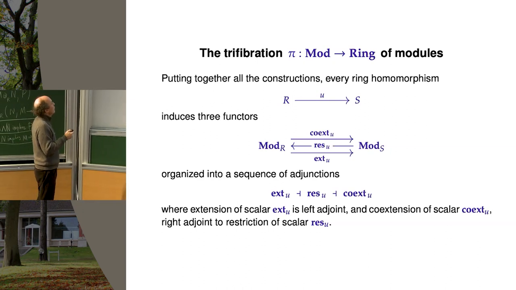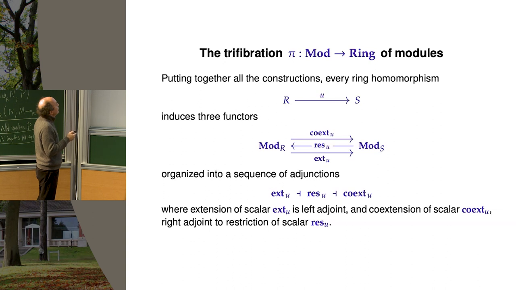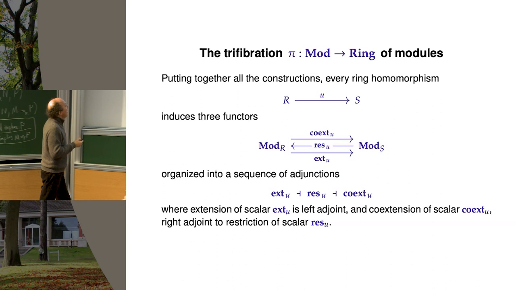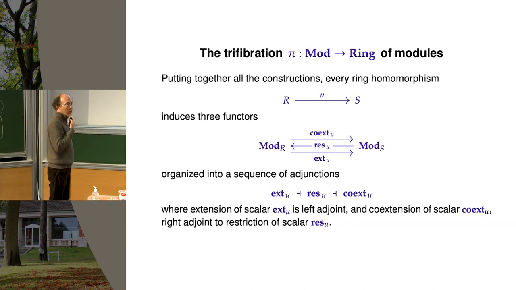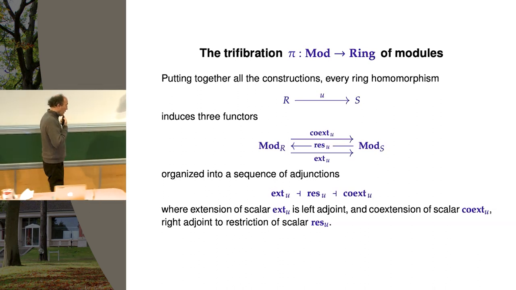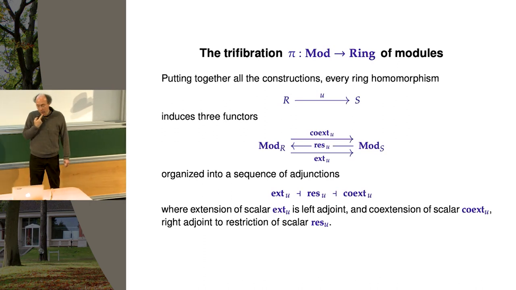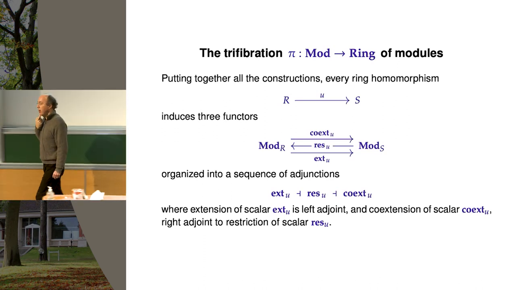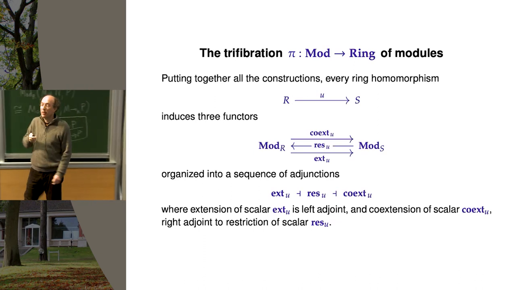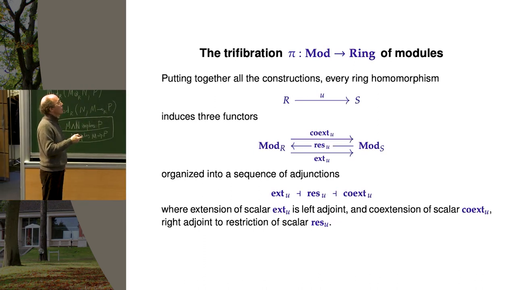So it's important to remember that when we have a ring homomorphism from R to S, we have three functors: the restriction functor, which comes with a left adjoint and a right adjoint. And by the way, these structures are fundamental in the semantic or geometric description of dependent types and homotopy types. So it's good to see that they are around here too.